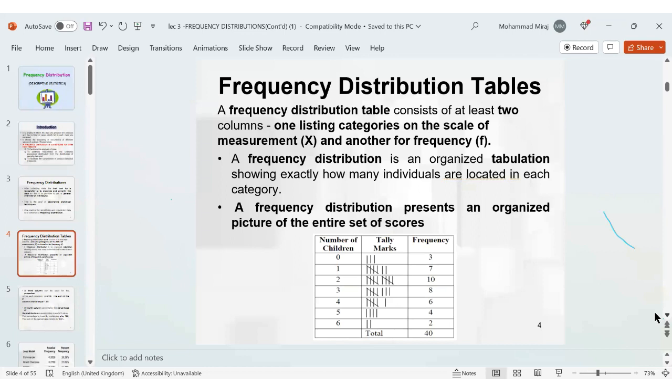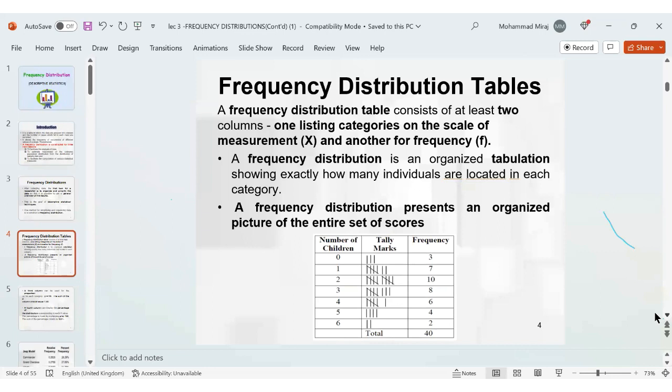On the left hand side, I will write number of children: 0, 1, 2, 3, 4, because our children cannot be 1.2, 1.4, 1.7, 2.1. So it has to be in discrete numbers. When you have discrete numbers, you ask: how many families have got 0 children? On the top layer, you see 3. Then how many families have got 1 child? 7 families. So like this, you can make up the frequency distribution.